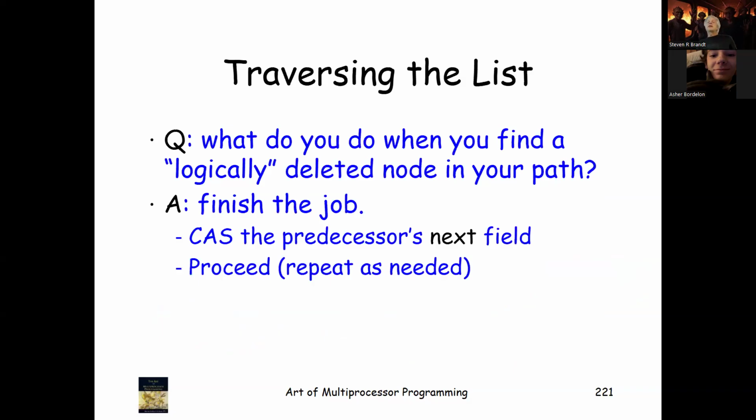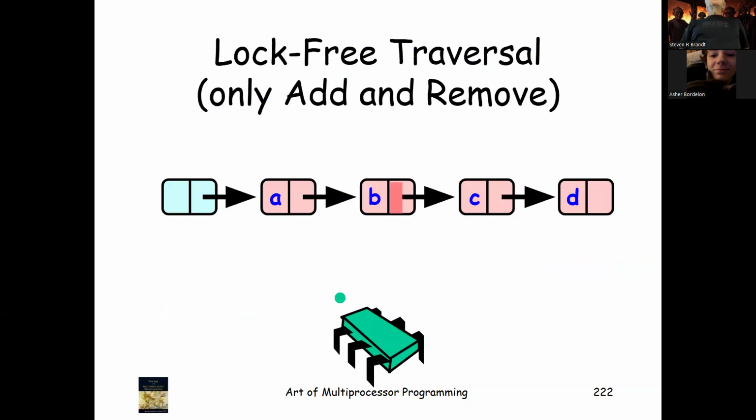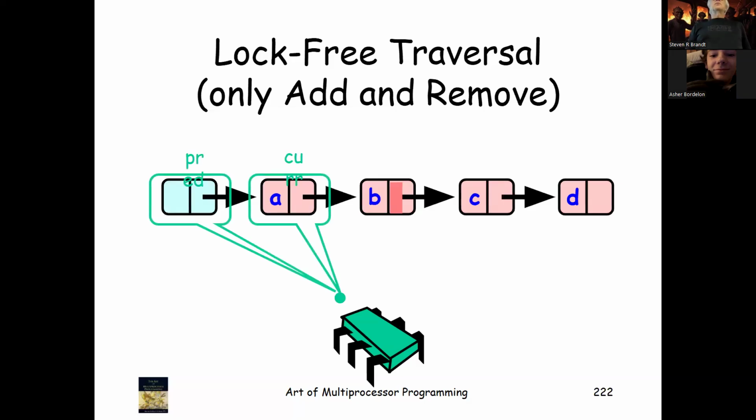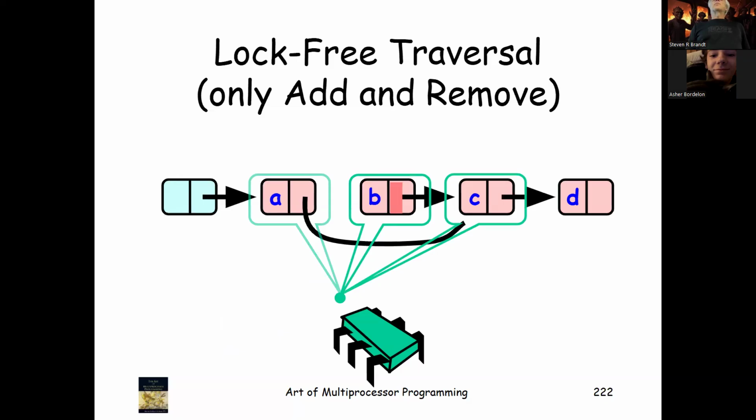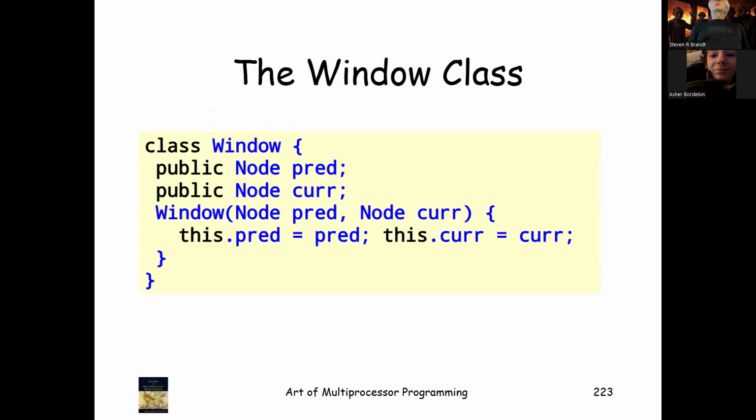So what do you do when you find a logically deleted node in your path? The answer: you finish the job, CAS the predecessor's next field, and proceed, repeating as necessary. So the lock-free traversal, only for add and remove, is like this. We start here, we go through predecessor and current, and then we see a predecessor and a current, but our current is deleted. So we do a CAS to remove it and swing around it, right? And then we march on from there.